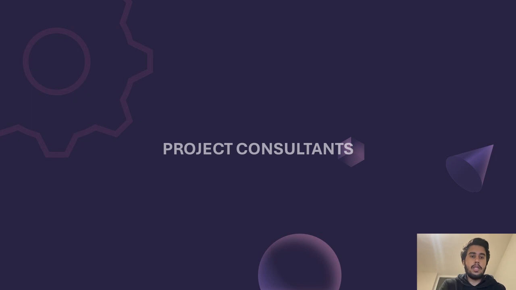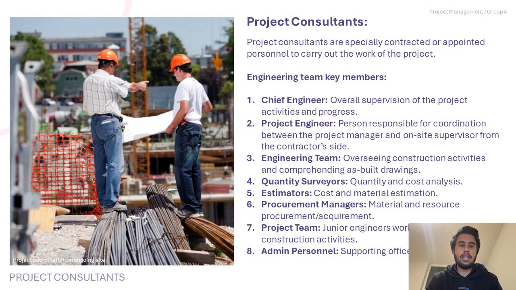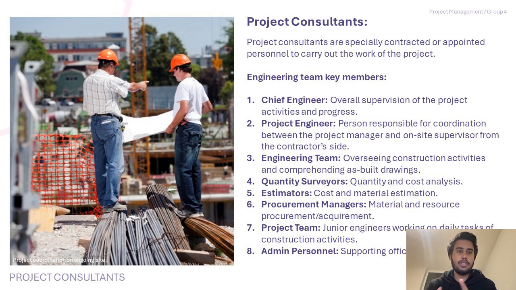Further on, talking about the project consultants, starting with the engineering team, the key members of the engineering team. The first one being the chief engineer. There's going to be a project engineer, a person who will be responsible for the coordination between the project manager of the owner and the on-site supervisor as well, and he's also going to be the link between the chief engineer and all the activities that are going on site. Then the engineering team comes into place, who will basically be responsible for overseeing the construction activities of the different phases, comprehending the as-built drawings and conveying the same to the personnel on site.